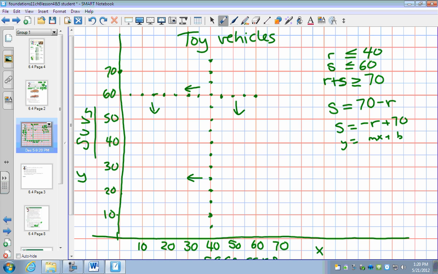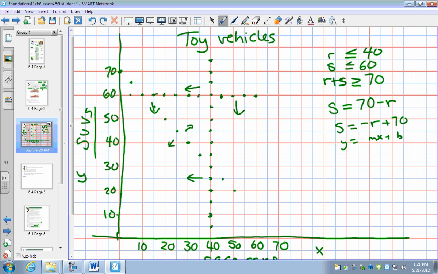So if I go down 1 over 1, down 1 over 1, down 1 over 1, it looks like I have a line that looks like this. And that's probably about as far as I need to go in order to imagine that line. And now am I talking about the region here or the region there? And if I wasn't sure, I'd choose a test point.